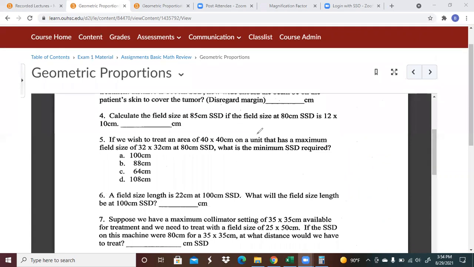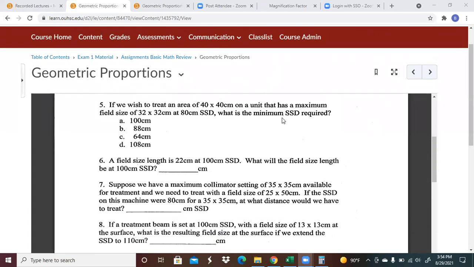So let's scroll down a little bit. If we wish to treat an area of 40 by 40 on a unit that has a maximum field size of 32 by 32 at 80, what is the minimum SSD required? So in other words, we can't fit everything in at 80 source to surface. So what do we have to change that source to surface in order to be able to include all of that?